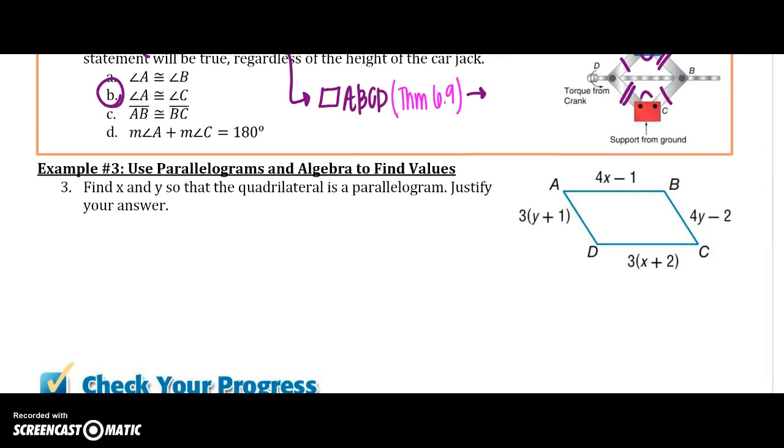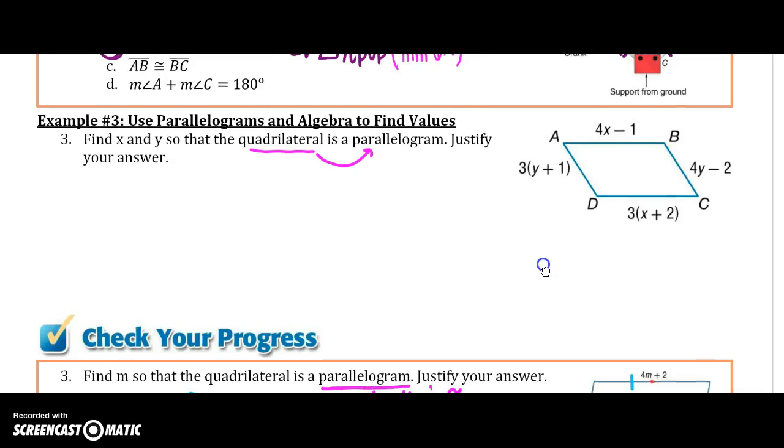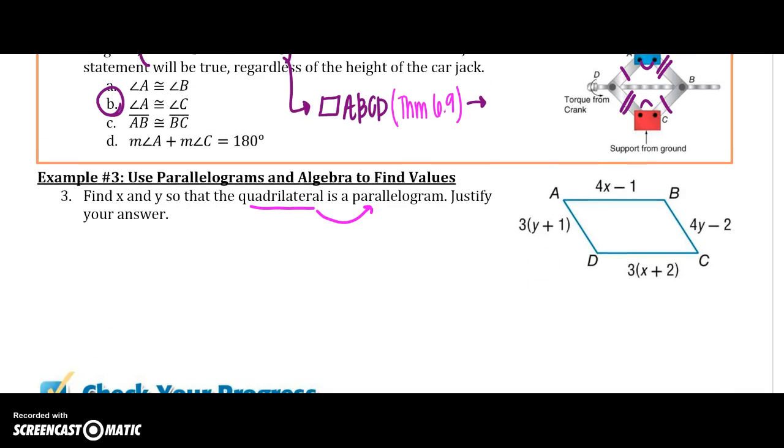All right, moving on. Use a parallelogram in algebra to find the values. So find the values of x and y so that our quadrilateral will be a parallelogram, and then justify your answer. If I look at this quadrilateral, to be a parallelogram I need my opposite sides to be congruent, and it just depends on what type of information you will be given.